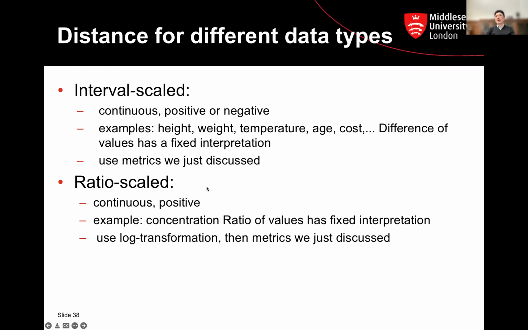Okay, and so then the distance for different data types can be either interval scaled or ratio scaled. Okay, we have about 10 minutes.